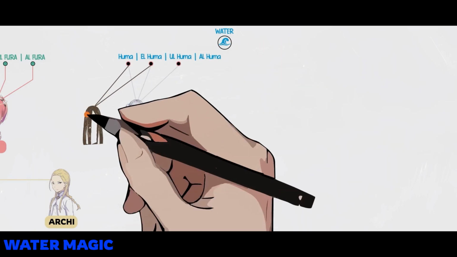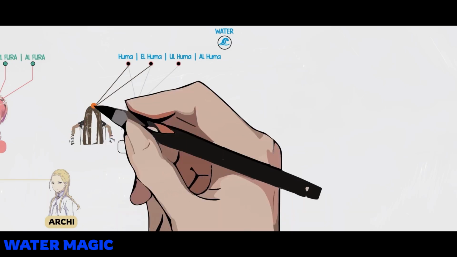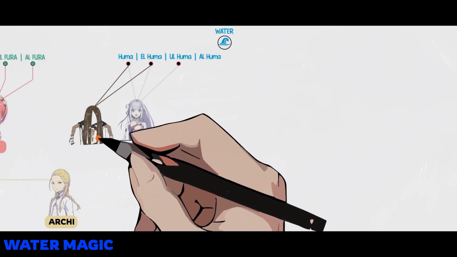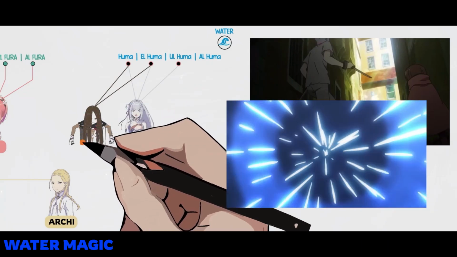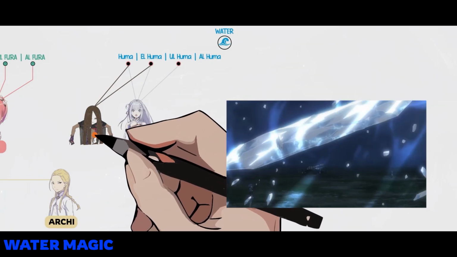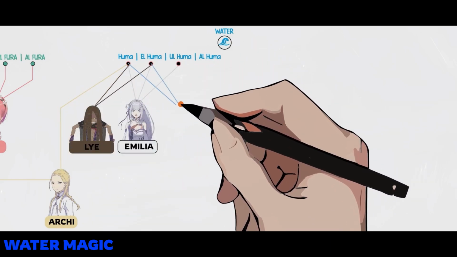Huma creates a shining water barrier that blocks projectiles and magic. However, stronger magic can break through and harm the caster. El Huma forms and shoots multitudes of ice spears from the hands, which pierce through flesh and vanish afterward.